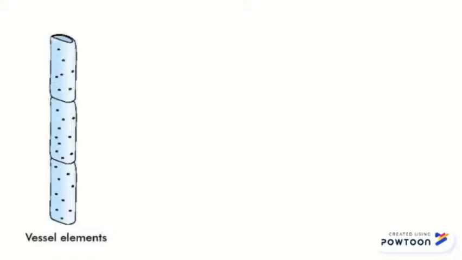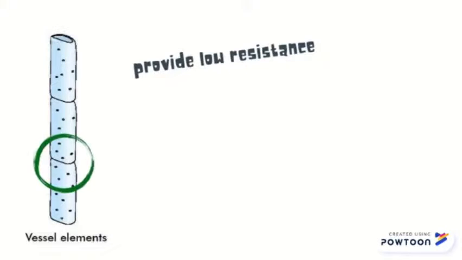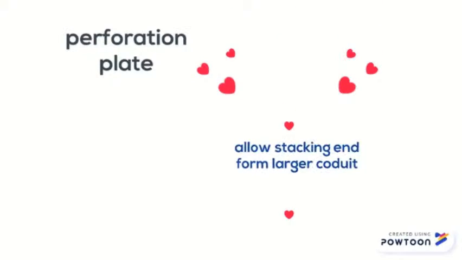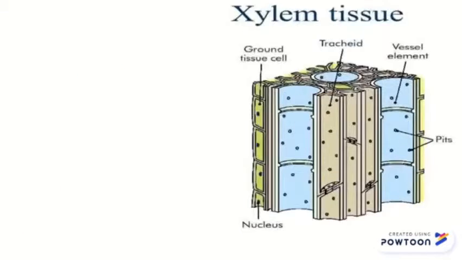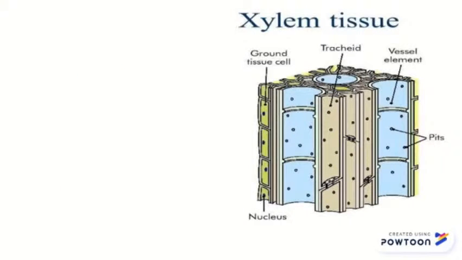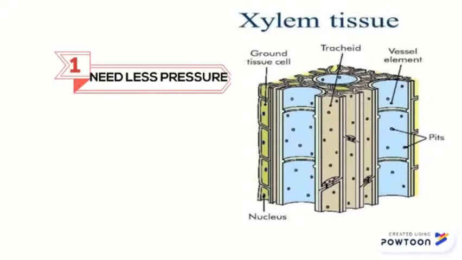Vessel elements are shorter and wider. The open end walls provide an efficient, low-resistance pathway for water movement. They contain perforation plates formed at each end, which allow stacking to form a larger conduit. It's called a vessel. Water movement through xylem needs less pressure than movement through living cells.